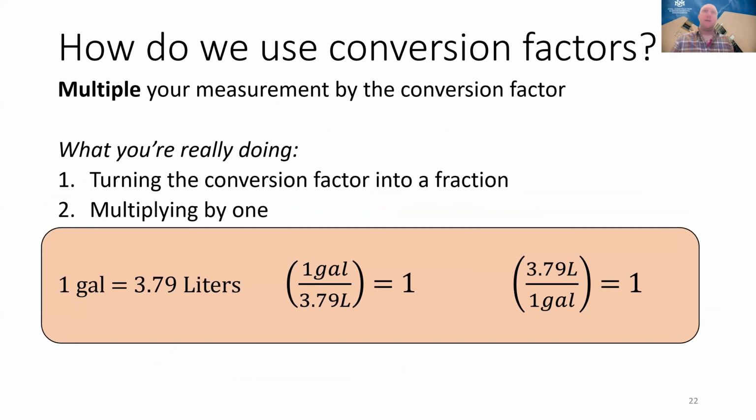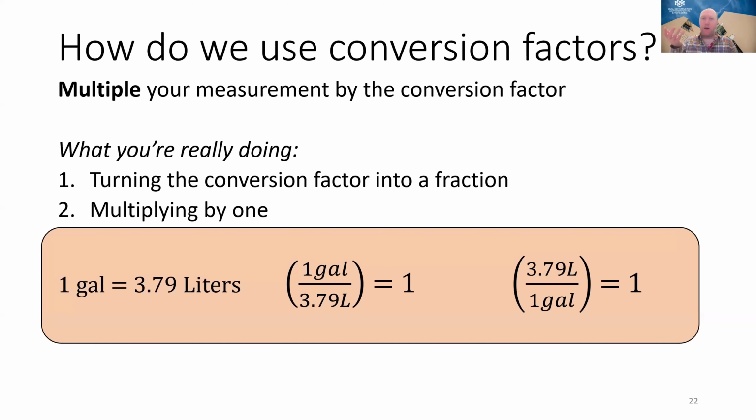So these turn into 1 because in this example, down here, my conversion factor is 1 gallon equals 3.79 liters. Those are the same thing. If I have a gallon jug of milk, that's 1 gallon, or it's 3.79 liters. It's the same thing. So if we put that into a fraction, 1 gallon over 3.79 liters, if we divide that, 1 divided by 1 equals 1. So we can do it with the 1 gallon on top and the 3.79 on the bottom, or we can flip it around. We can do it the other way because they really are the same thing.